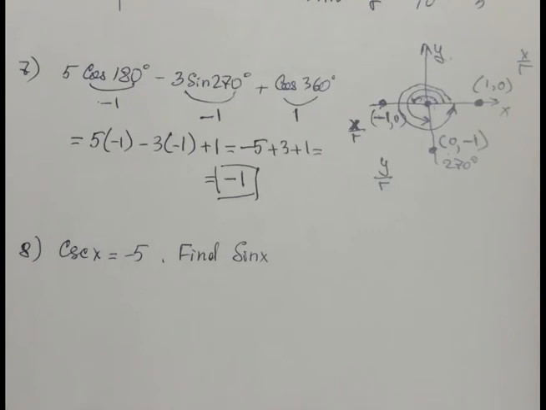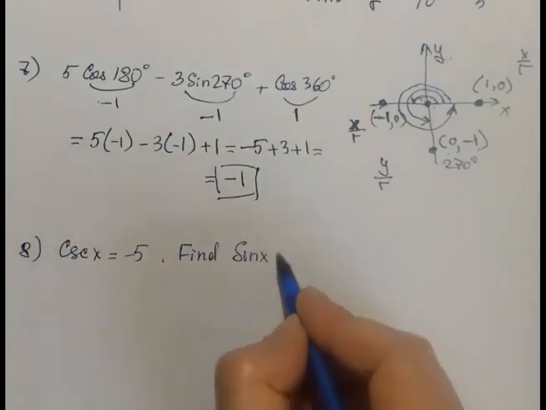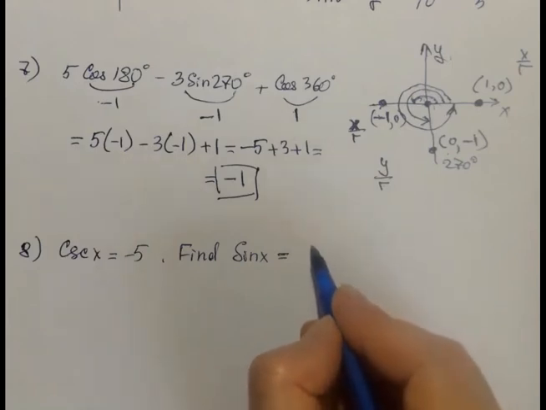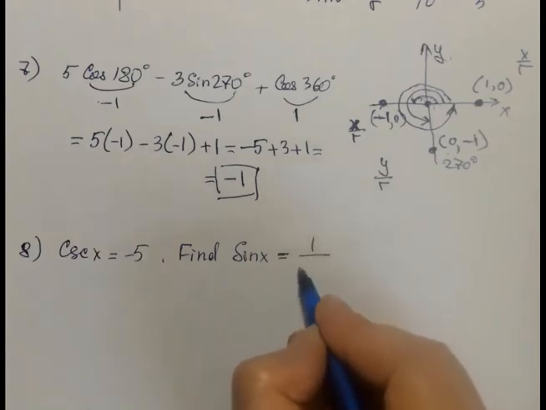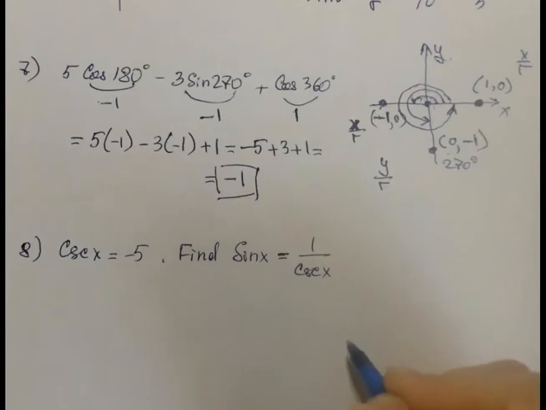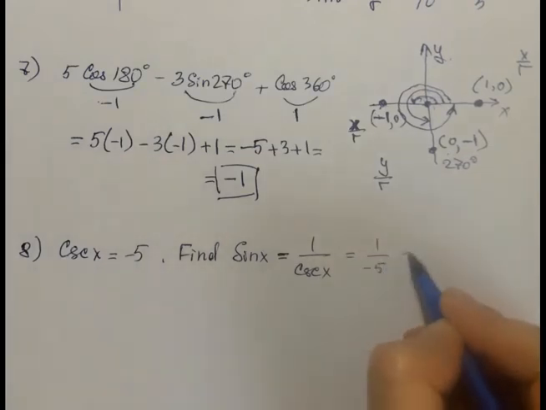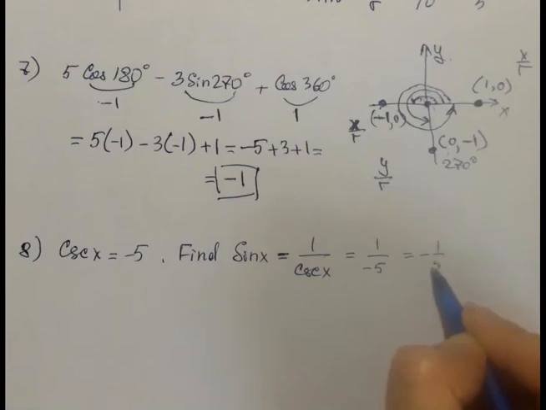Problem 8. Given that cosecant x equals negative 5, find sine of x. So sine and cosecant are reciprocals of each other. So we can find sine of x using the reciprocal identity. Sine x equals 1 over cosecant x, or 1 over negative 5, negative 1/5.